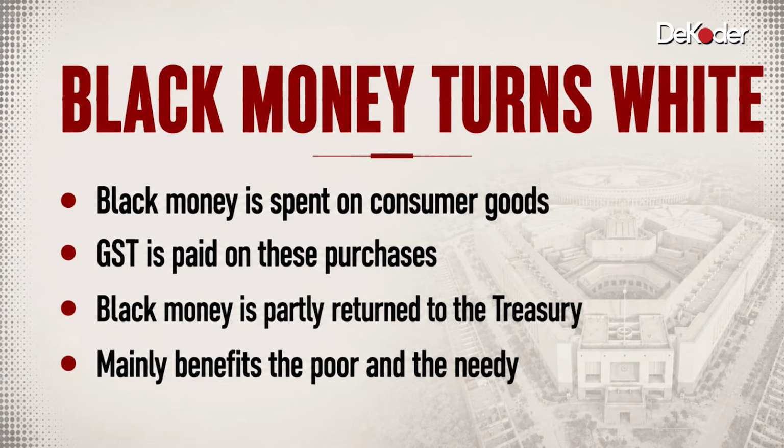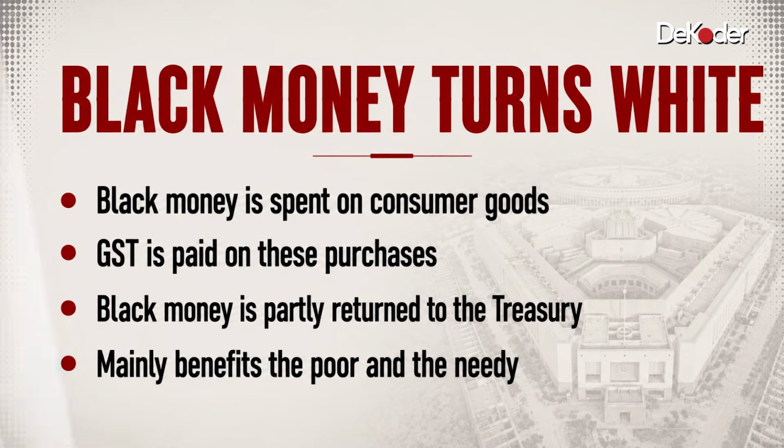The distribution of black money is very good because it makes black money white, as the money is spent by the voter on saris and shirts and mixies and TVs and scooters and consumer goods, on all of which GST is paid. The black money stolen from the people's treasury is at least partly returned, and mainly to the poor and the needy.